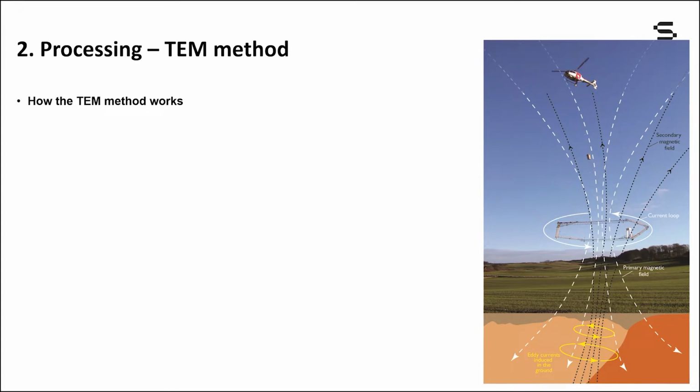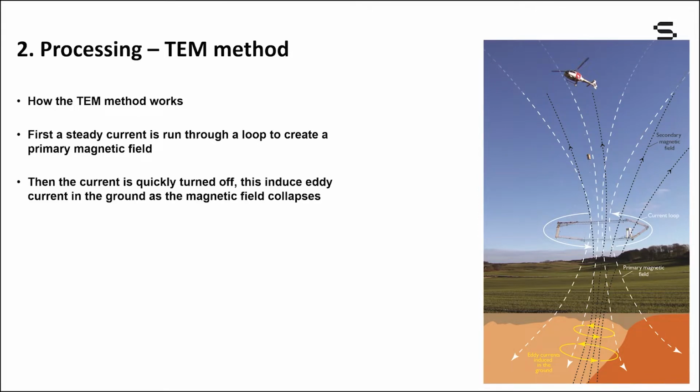So, a quick background, again, how does the TEM method work? This is an example from an airborne survey, but it applies to all the different TEM instruments and methods out there. First we make a steady current in a transmitter loop, and it creates what we call the primary field. Then we shut off this current as quickly as possible. The quicker the better, because we can start measuring at earlier times, which gives more information closer to the surface.